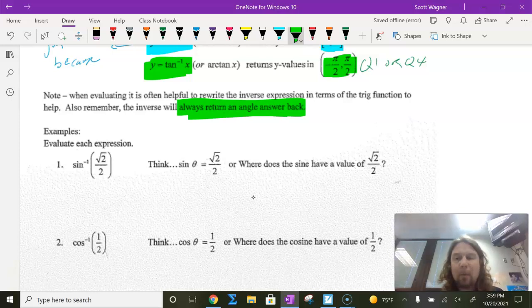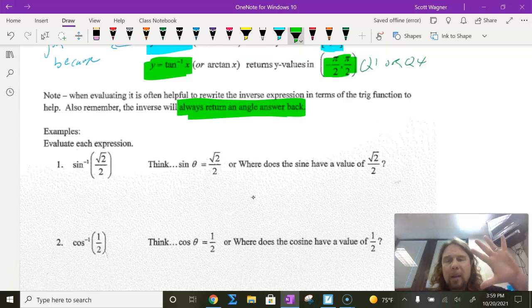So to begin with the easier examples: the inverse sine of root 2 over 2. What you're thinking is, the sine of what angle is going to give you the ratio of root 2 over 2? Or where does the sine have a value of root 2 over 2?